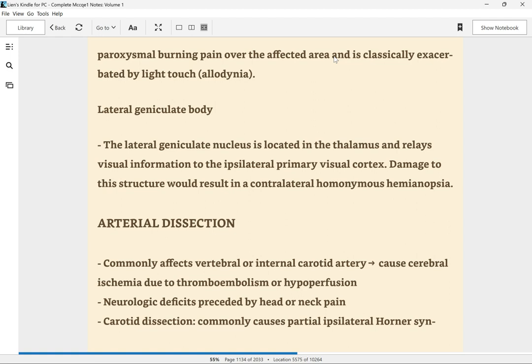Lateral geniculate body. The lateral geniculate nucleus is located in the thalamus and relays visual information to the ipsilateral primary visual cortex. Damage to this structure would result in a contralateral homonymous hemianopsia.